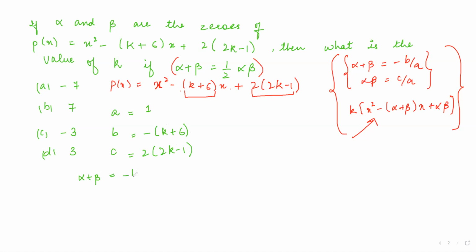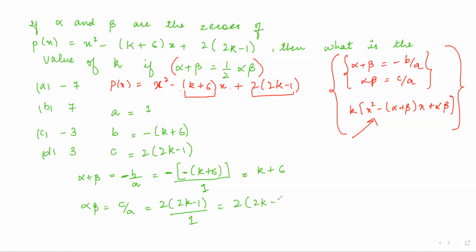Alpha plus beta is minus b by a, then this minus is actually for the formula. Now put the value of b, so it is again minus (k plus 6). This way you have to write. So don't forget this minus will be there. Use a bracket and then put the value of b. Then a is 1, so minus minus plus, so you only get k plus 6. And also find alpha beta, which is c by a. So c is 2 into (2k minus 1) divided by again 1. So you get 2 into (2k minus 1). Understood?